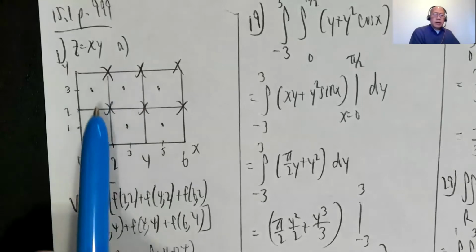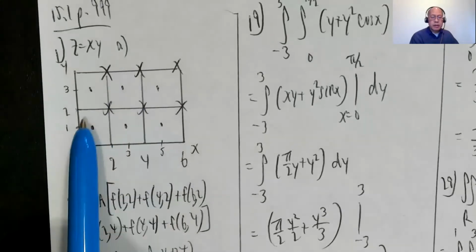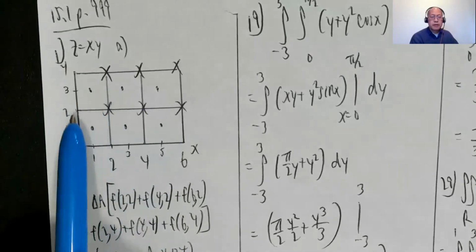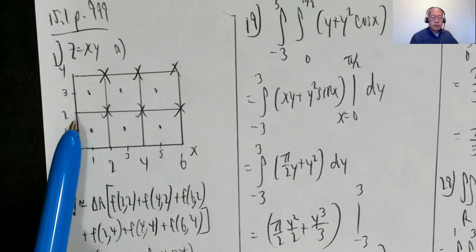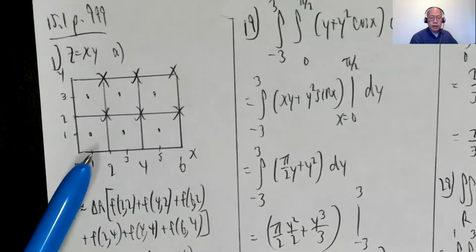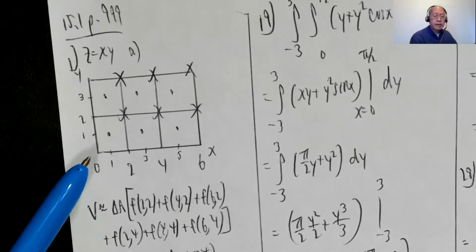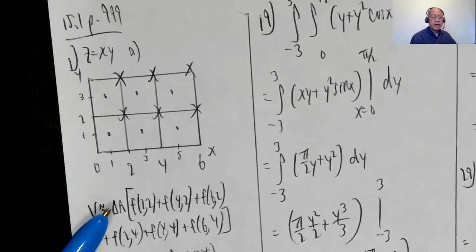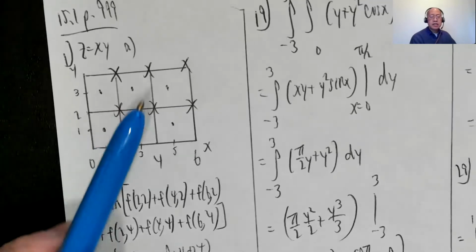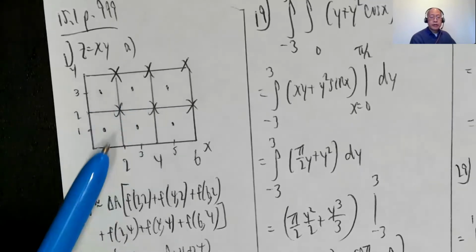So here it is. Chop this up into 3 pieces. Chop this up into 2 pieces. So each rectangle is actually a square, 2 by 2. So the volume that we're approximating is delta A times the 6 upper right endpoints added up.